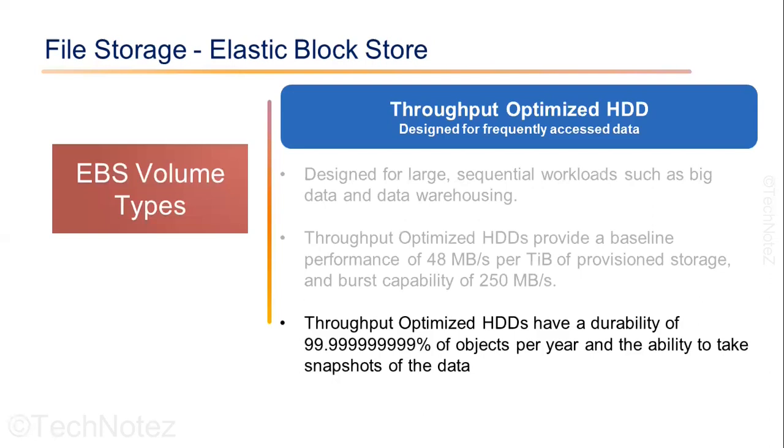Throughput optimized HDD are less expensive than general purpose SSD and provisioned IOPS SSD, but they are not as fast as the SSD. They are a good option for users who need a high level of throughput for their sequential workloads but don't require the high IOPS and low latency of SSD.